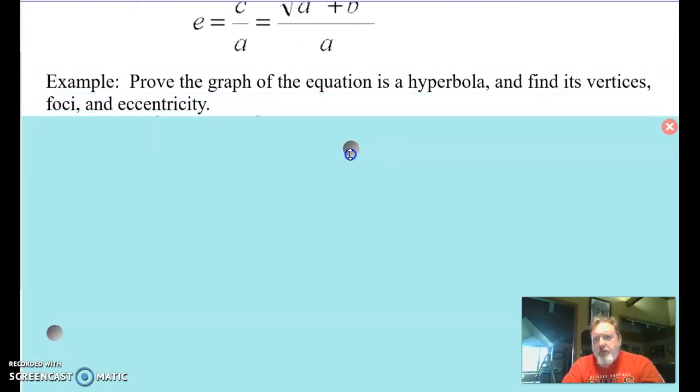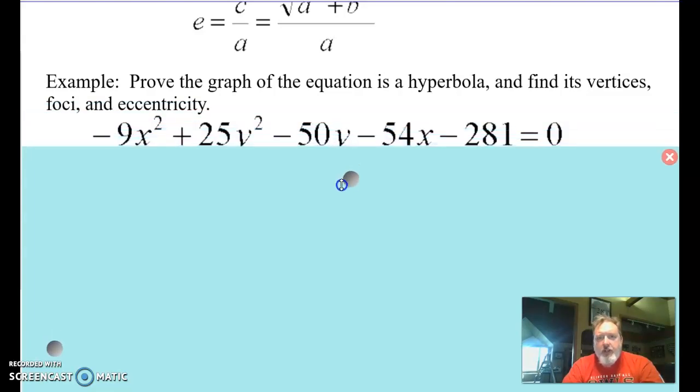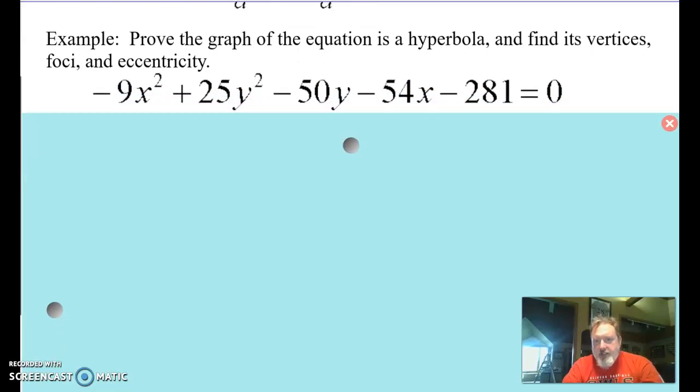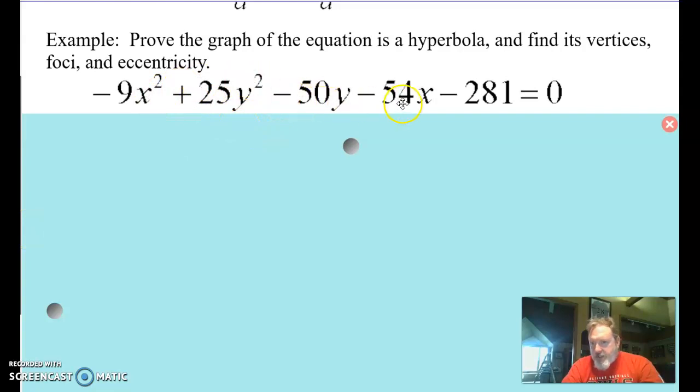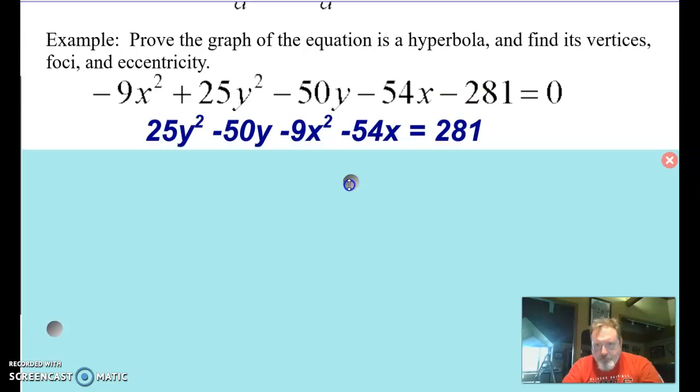So it says to prove the graph, or prove the equation of the hyperbola, find the vertices, foci, eccentricity, and so forth. All right. So you can see that this is not in standard form. We're going to have to do that. So right now we've got a mishmash of all our terms. So we're going to group our x terms and our y terms, and then we're going to move the constant. We're going to have to complete the squares.